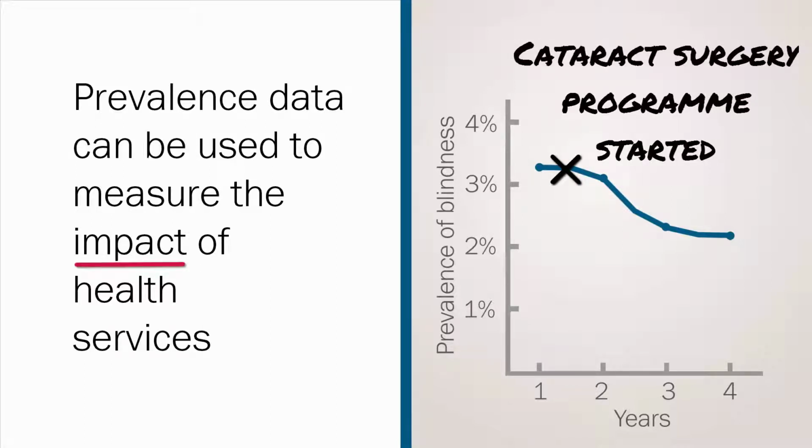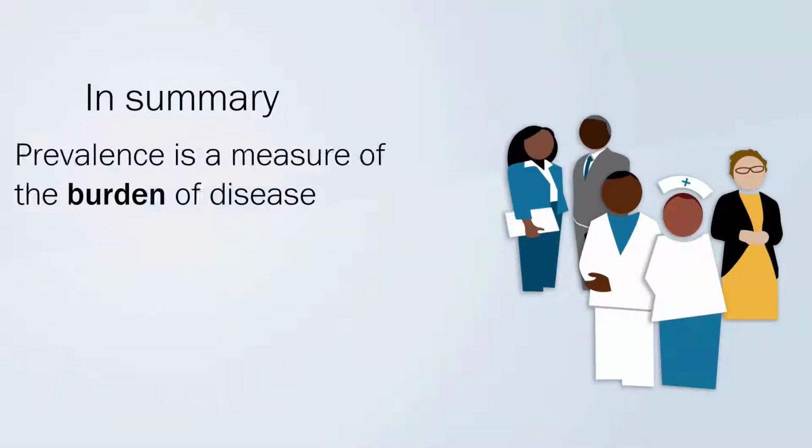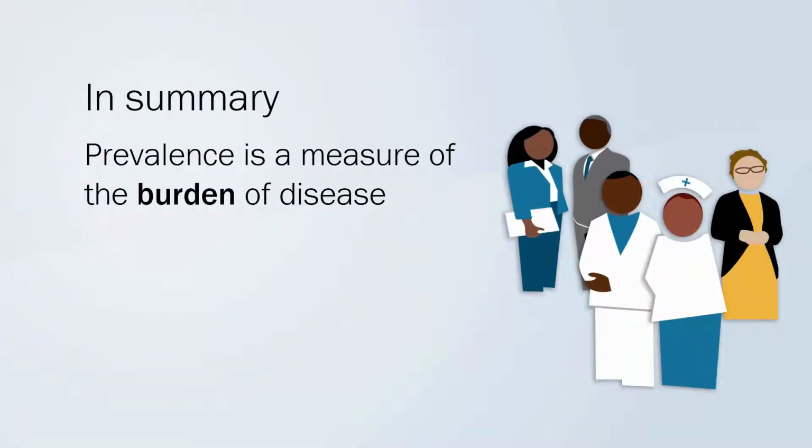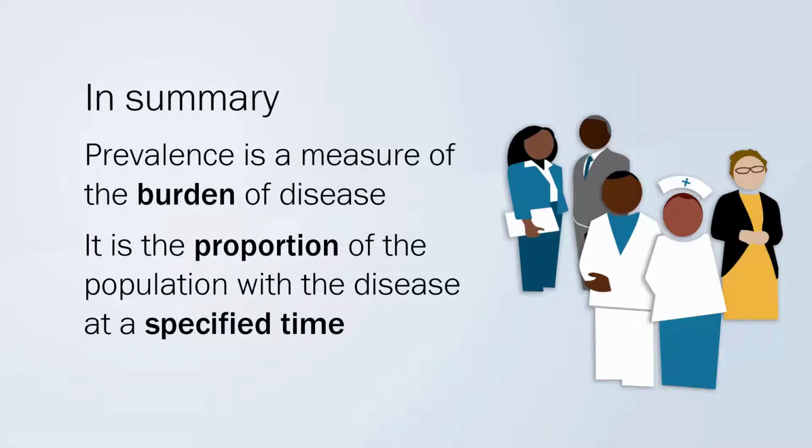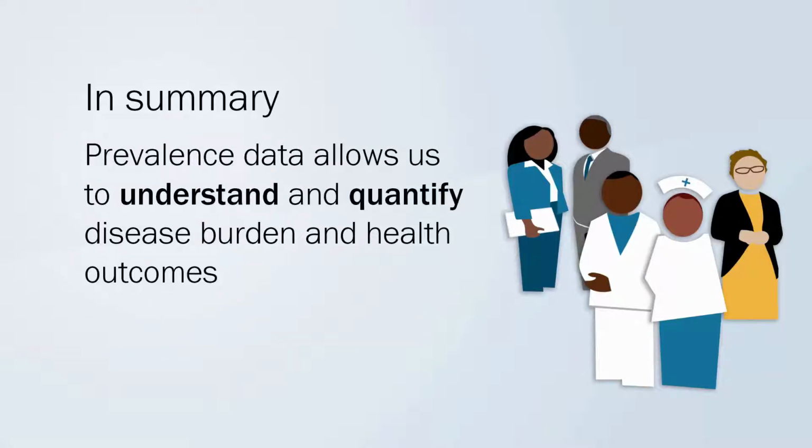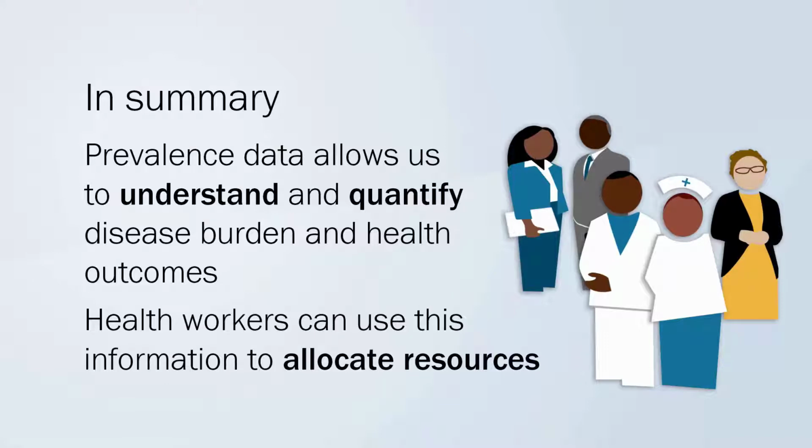In summary, prevalence is a measure of the burden of disease in a population, as it is the proportion of the population with the disease at a specified time. Prevalence data allows us to understand and quantify disease burden and health outcomes. Health workers can use this information to allocate resources appropriately within a health service.